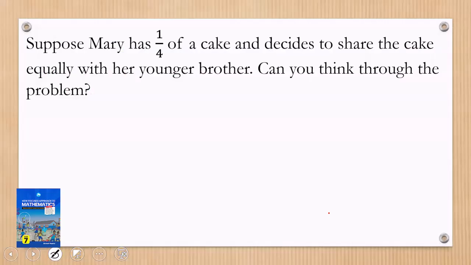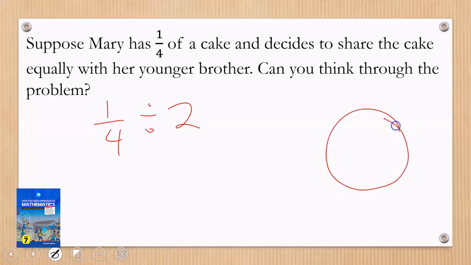Now, suppose Mary has 1/4 of a cake and decides to share the cake equally with her younger brother. Can you think through the problem? That means what will happen? If they are to share the cake equally, how much will each of them have to eat? Now, we are talking about 1/4 of a cake, and she is going to divide this 1/4 of a cake with her brother. So it means that the brother and herself together will be 2. That means we are dividing the 1/4 of a cake by 2.